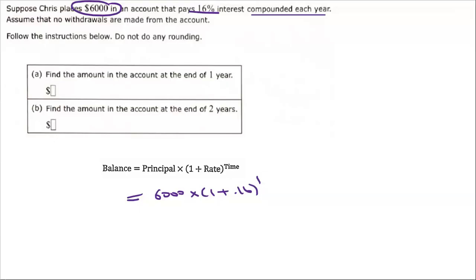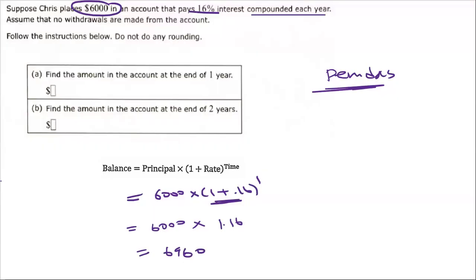When we put this in the calculator, make sure you follow PEMDAS, because some students will put the correct information down but get the wrong answer. We need the parentheses first, and then the exponents. So we focus on inside the parentheses: 1 plus 0.16, that's 1.16. And then we multiply by 6,000. If you don't do it in order, you're not going to get the correct answer. So when we do that, we get 6,960.